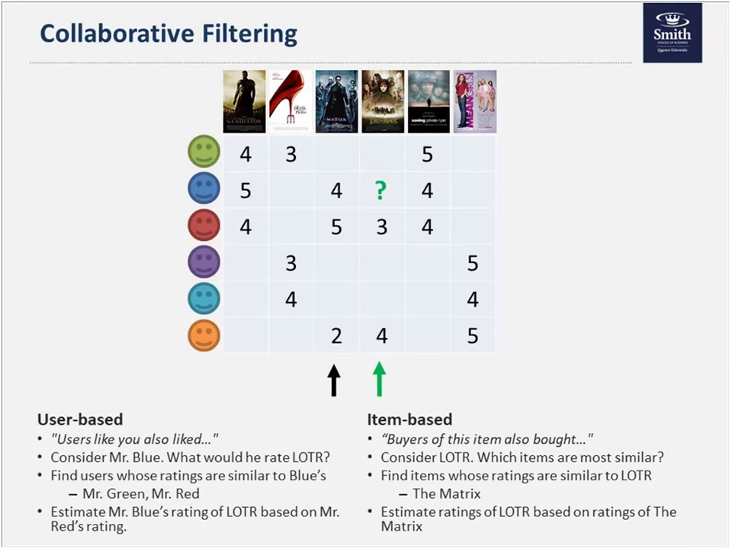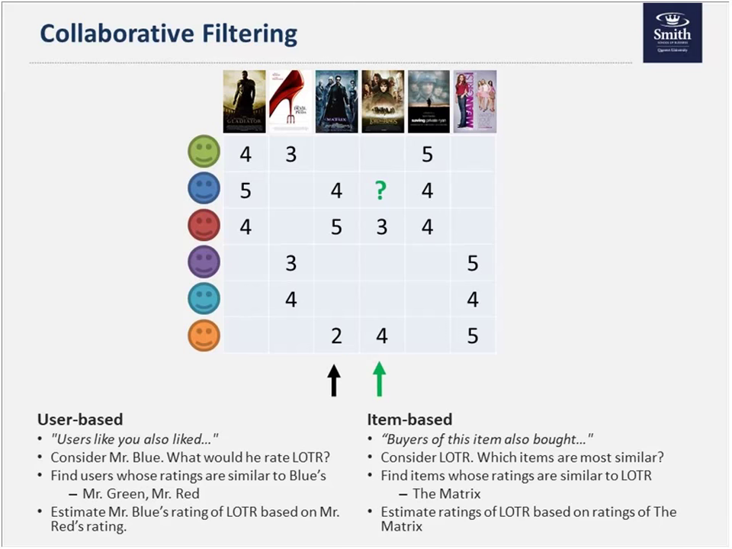The other kind of collaborative filtering is called item-based. And it's the exact same idea, except instead of trying to find similar users, it's trying to find similar items. And the question it's answering is, buyers of this item also bought. So it's a little bit different than user-based. It's confusing at first, but they are different.